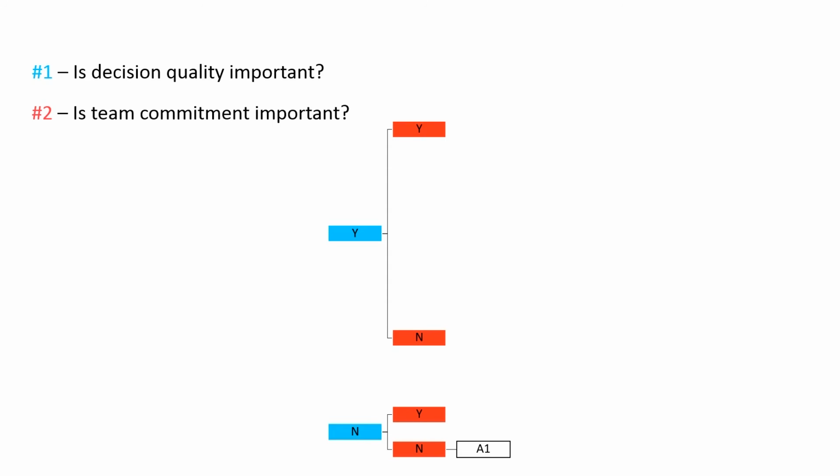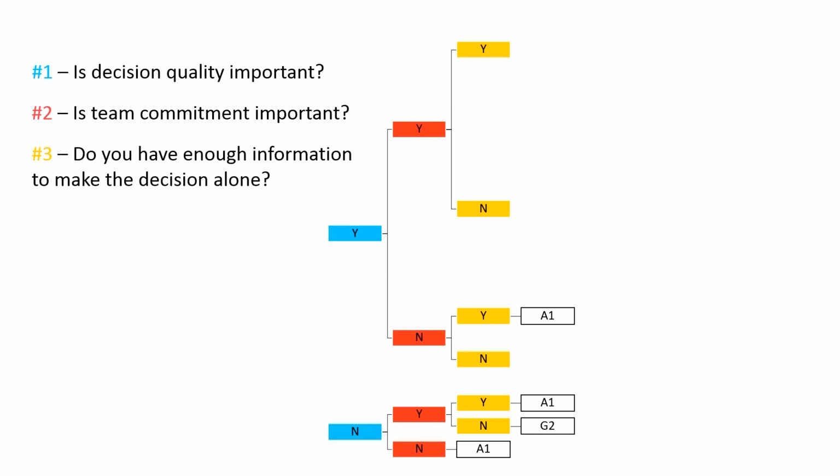To determine which of the 5 levels to use, we answer yes or no to a series of questions, and then use their chart to find the appropriate level of participation. These questions are taken directly from Vroom and Yetton's model. Is the quality of the decision important? Is team commitment to the decision important? Do you have enough information to make the decision on your own?